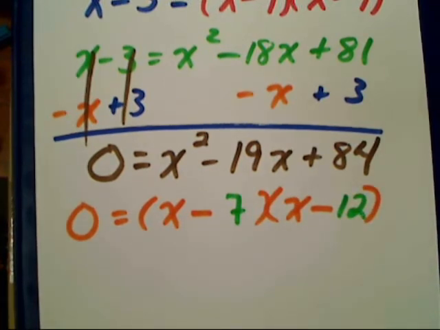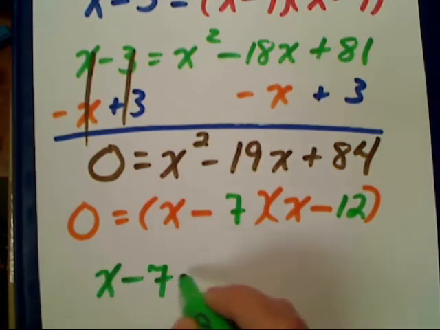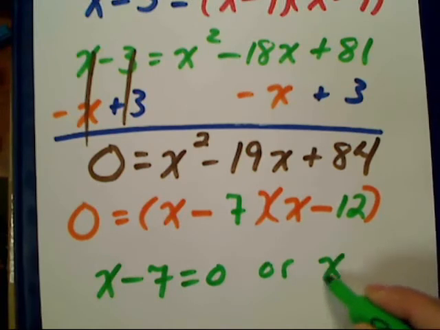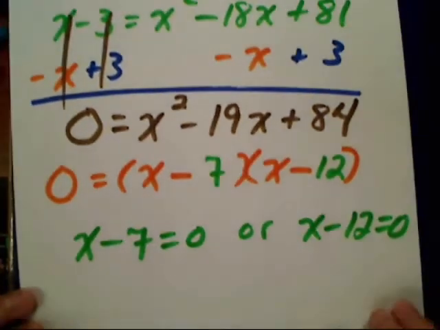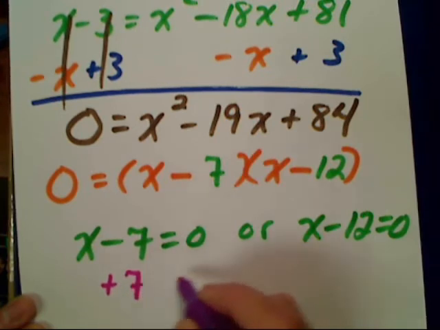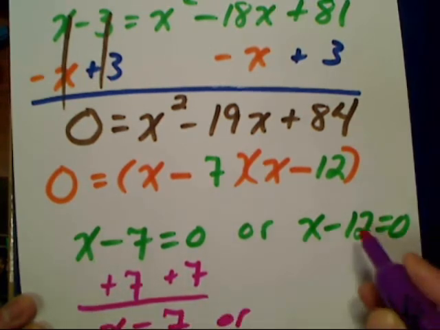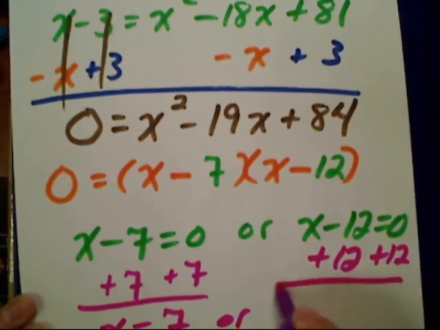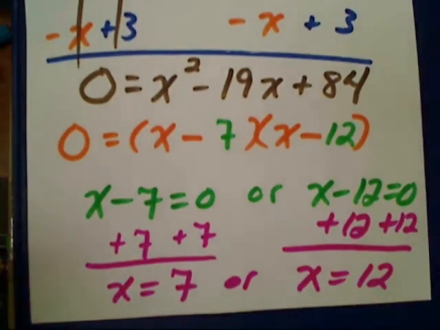So now we can use the zero product property, which states if I have two numbers multiplied together equal to 0, either x minus 7 equals 0 or x minus 12 equals 0. Now we have two small linear equations that we should be able to solve. X minus 7, to get the x by itself, we add 7. Show all of these steps, because otherwise we have the tendency to say, oh, x is negative 7, and it's not, it's positive. Or, same thing over here, add the 12, x equals 12. So we have these two solutions.